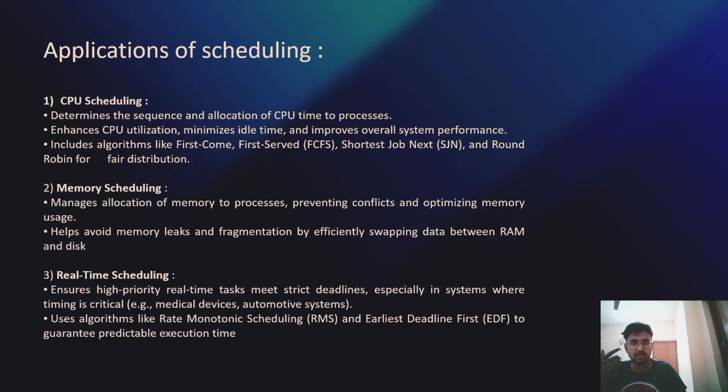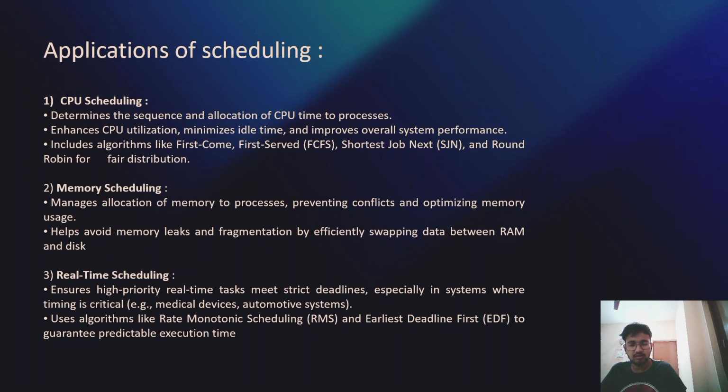The first one is CPU scheduling. CPU scheduling basically is the sequence and allocation of CPU time to processes to enhance CPU utilization, which also includes algorithms such as FCFS, SJF, and round robin for fair distribution. Then we have memory scheduling. In memory scheduling, there are various types of memory allocation and scheduling which prevents conflicts and gives optimal memory usage. It also reduces fragmentation by efficiently swapping data between RAM and disk.